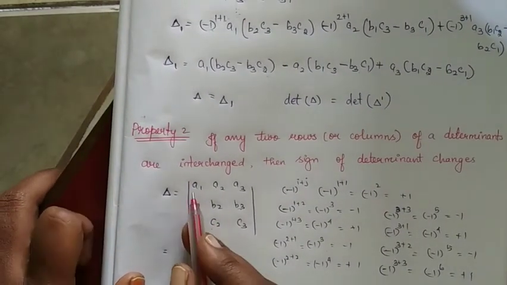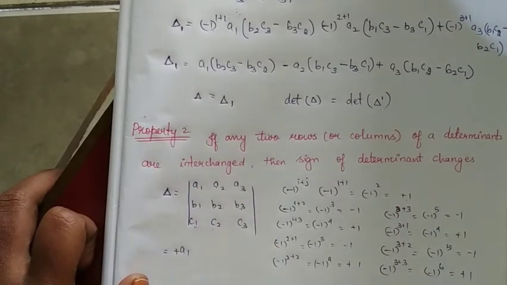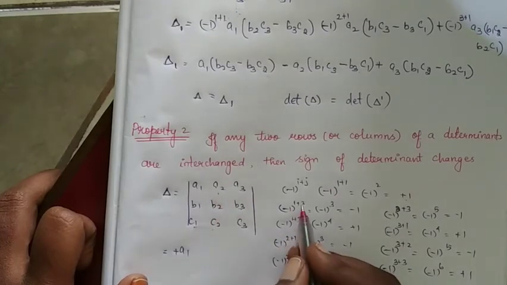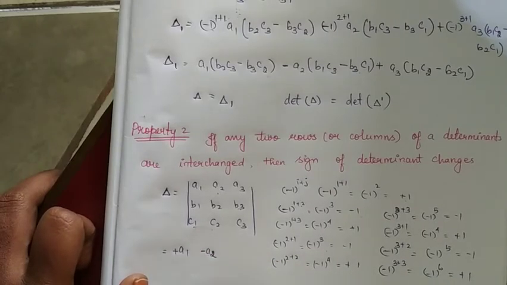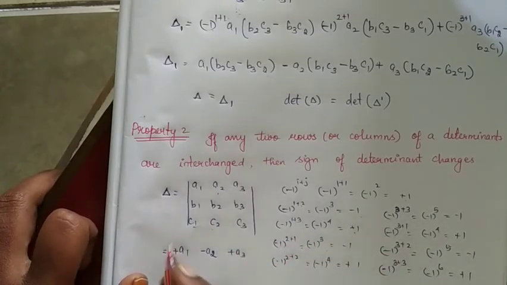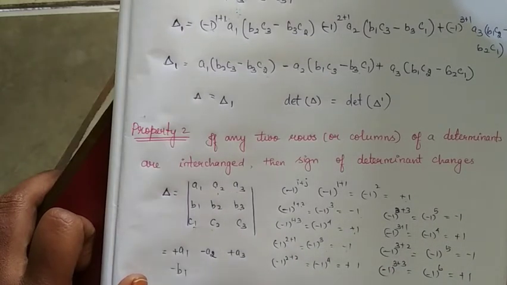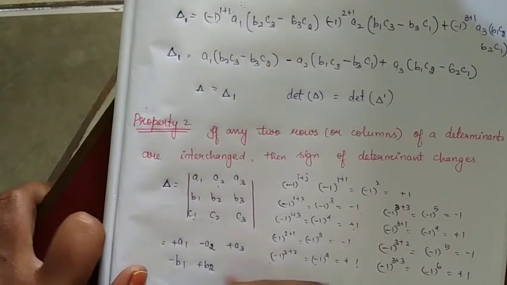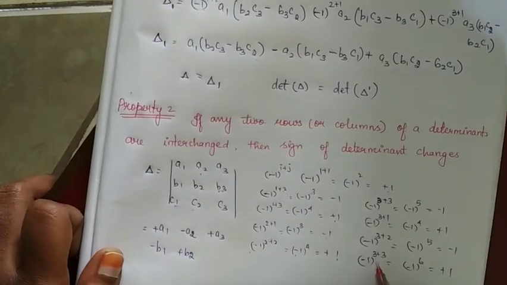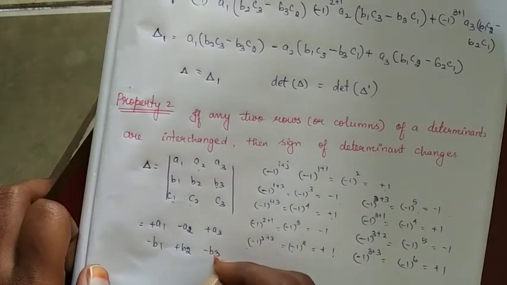While writing this, for A1 we have to write plus A1. Now when I take this one, 1 2 is minus, so minus A2. The sign for this place is minus. Now here A3, 1 plus 3, plus, so plus A3. Now B1 here minus, so minus B1. Next B2 here plus, so plus B2. Now next B3, 2 plus 3 is 5, minus 1, so minus B3.